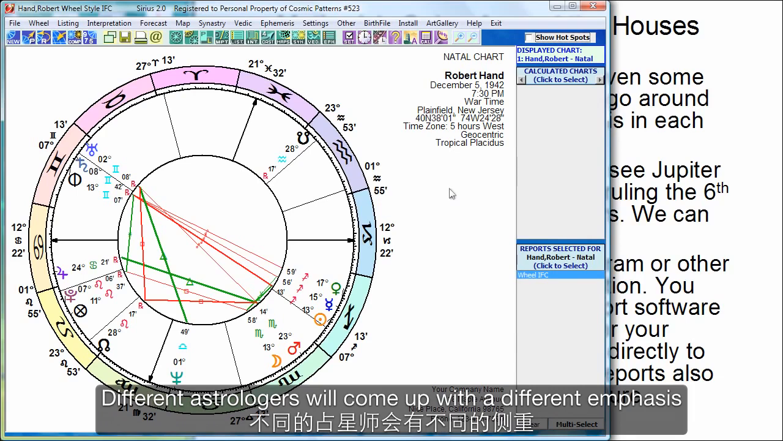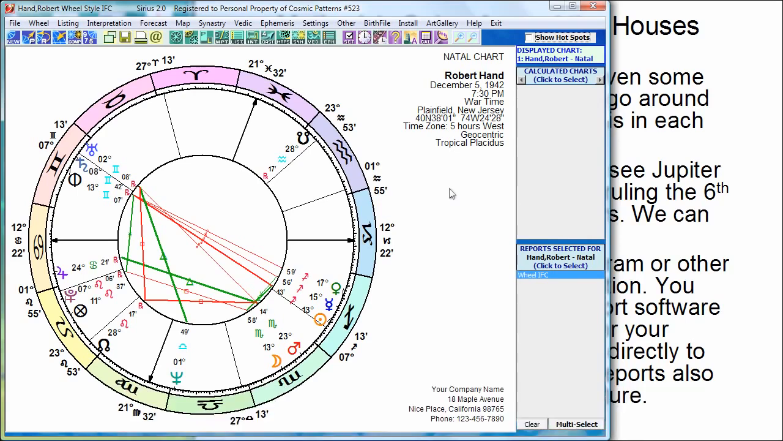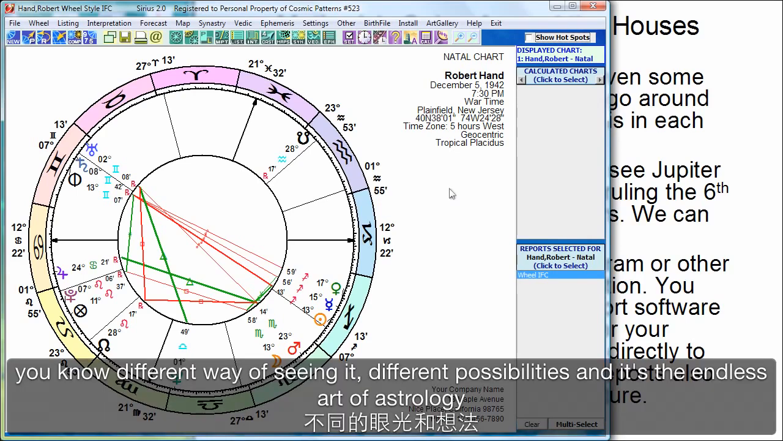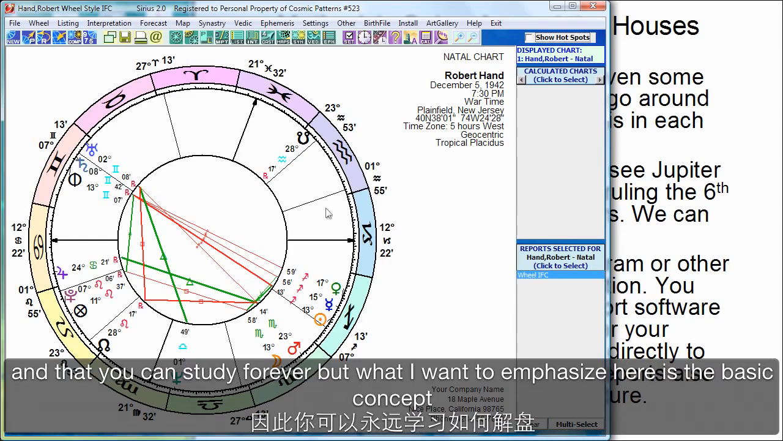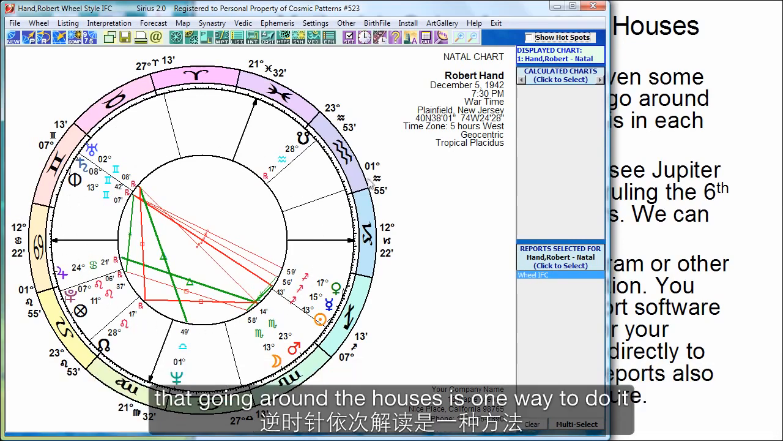Different astrologers will come up with a different emphasis, a different way of seeing it, different possibilities, and it's the endless art of astrology, and that you can study forever. But what I want to emphasize here is the basic concept, that going around the houses is one way to do it.